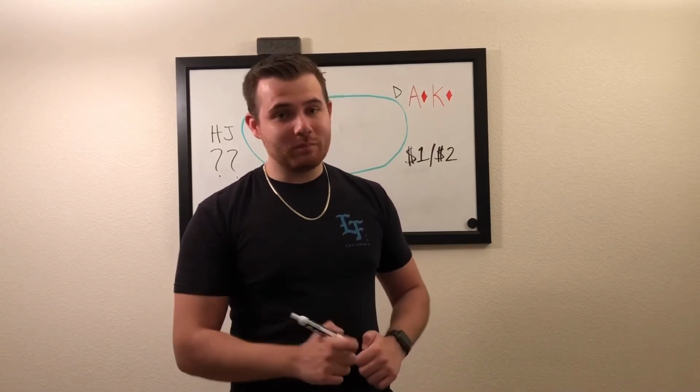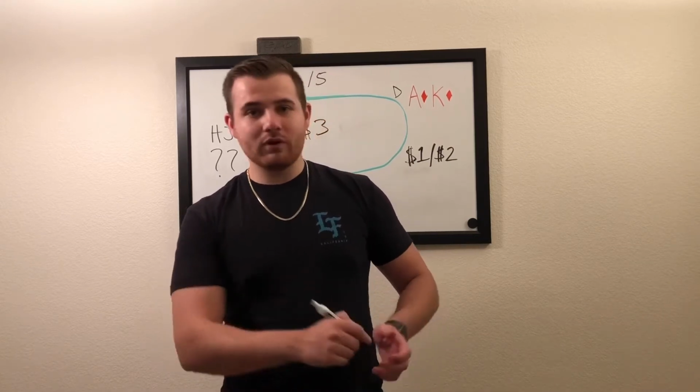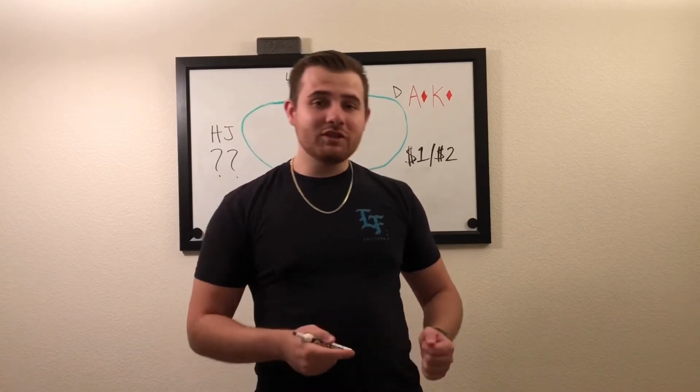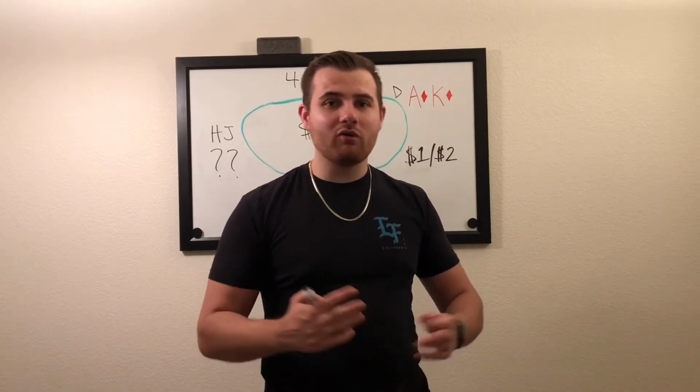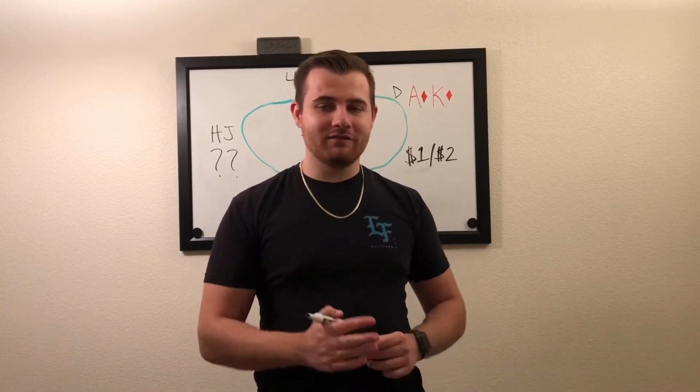Then, if you're out of position, you're going to do a 5x raise, okay? So if your opponent raises to 7, you're going to make it 35. Out of position would be, for example, if you're in the small or big blind and you're facing an under the gun raise. That's when you're going to make it the 5x raise.